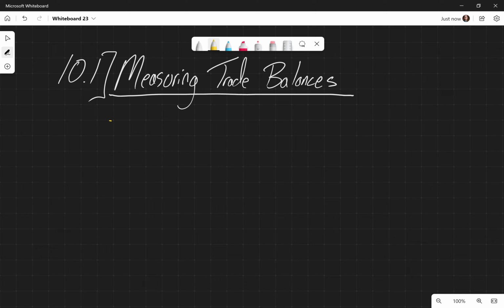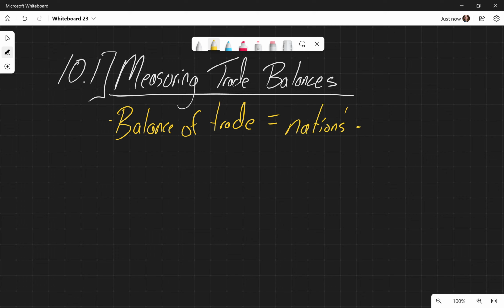So our trade balance, also known as our balance of trade, is the gap, if any, between a nation's exports minus the nation's imports.